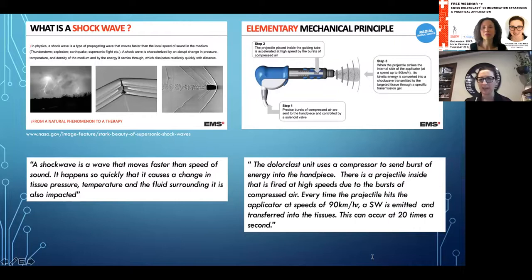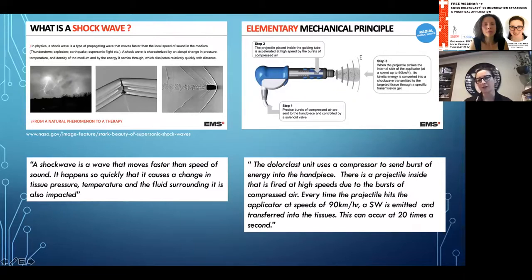I generally say to patients, if they ask what's a shockwave, I say it's just a wave that moves faster than the speed of sound. It happens so quickly that you get a change in the pressure in the tissues. The temperature will change, so we get a lot of heat. The fluid surrounding it is also impacted. So even though the applicator we might be using is only 15 millimeters, we're actually impacting the tissue much further than that. I explain it like it sprays out the shockwave, so we could cover an area of possibly 4 centimeters instead of the 15 millimeters.